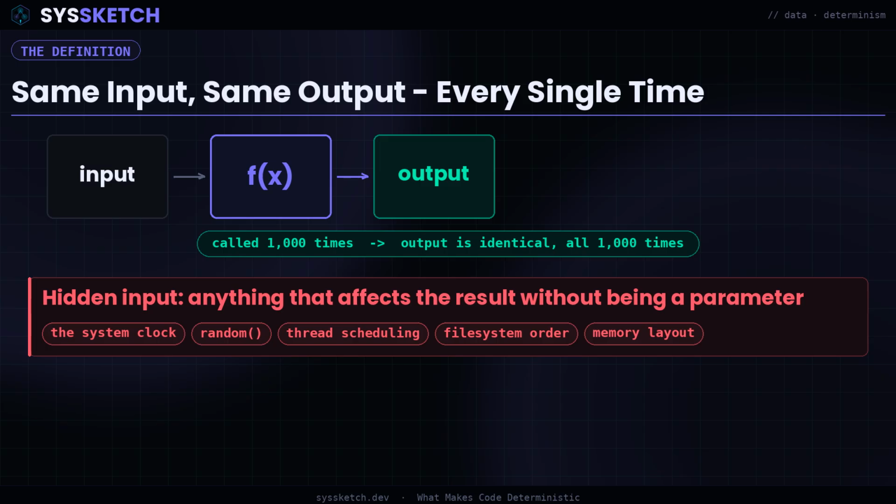Let's start with the definition because deterministic gets used loosely. A deterministic function maps every input to exactly one output with no other factors involved, same arguments in, same result out, full stop. A pure mathematical function like squaring a number is automatically deterministic.